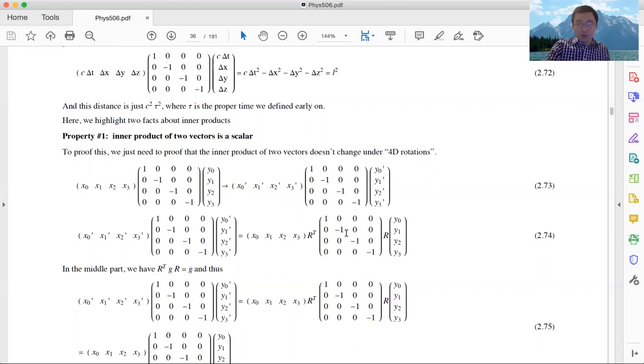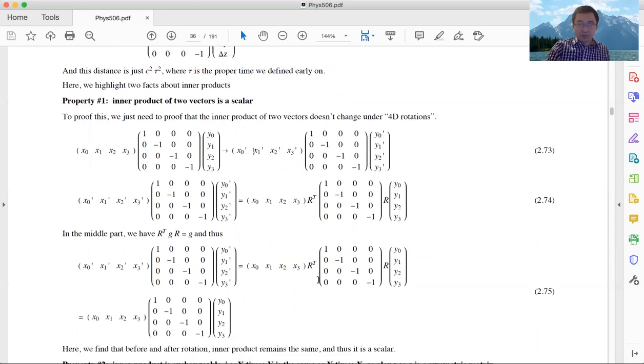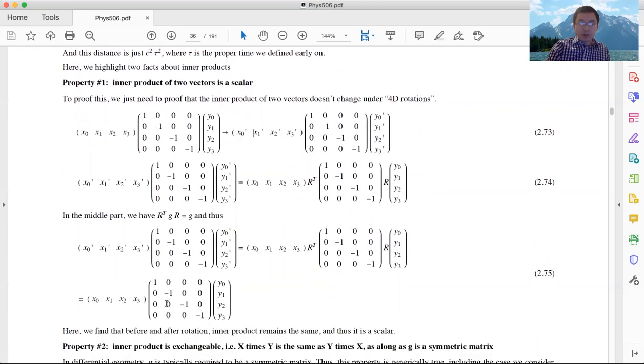So for 4D rotations, no matter what rotations we are considering, this thing in the middle, R^T times metric tensor times R, is just the metric tensor. If we replace this thing in the middle with the metric tensor, we find that this is the inner product of x and y. In other words, the inner product of x prime and y prime equals the inner product of x and y. The reason is that rotations in 4D space, or in any space, by definition should not change the metric tensor. And because the metric tensor stays invariant, the inner product should stay invariant.